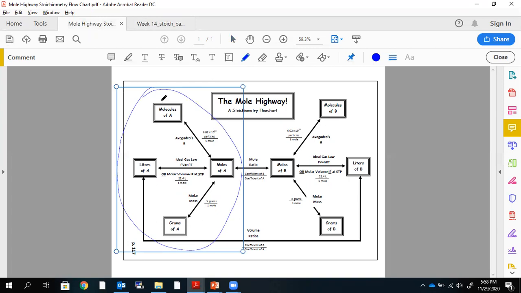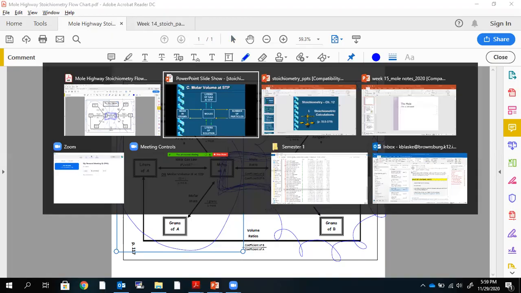We could start with molecules of a chemical. We could start with liters of a chemical. We could start with grams of a chemical, or we could start with moles of a chemical. What they're asking us to find, or what the unknown is, could be any of these things on this side. We could ask to end with moles or molecules or liters or grams. So it's all the same measurements, it's just how we get there. And notice here in the middle, there's that magical step that we're always going to be using, which is the mole ratio, the ratio of coefficients from our balanced equation.